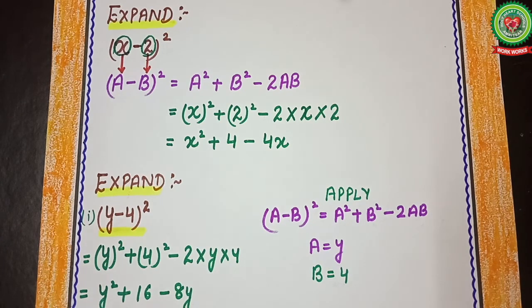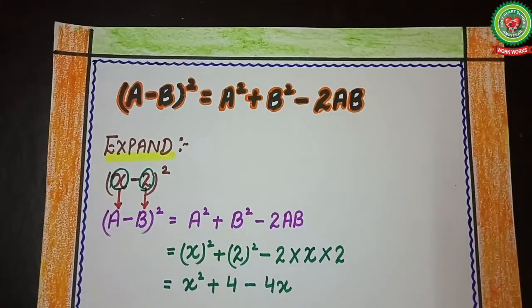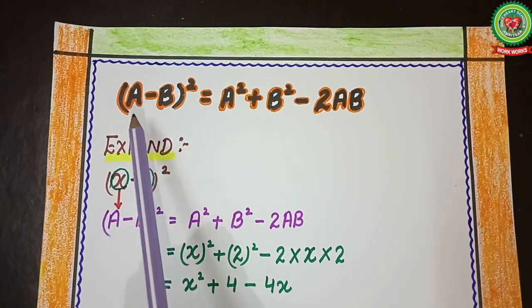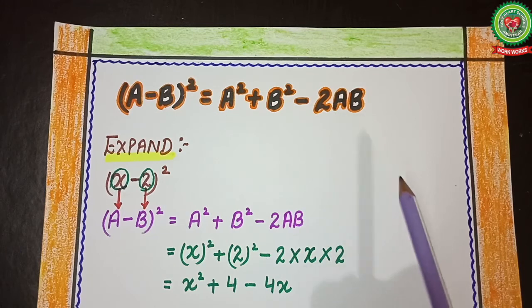So students, now you are able to do the related sums related to this identity, that is a minus b whole square. So you are able to do many more sums like this, right? By just applying this identity, that is a minus b whole square is equal to a square plus b square minus 2ab, you are able to square any binomial, right?